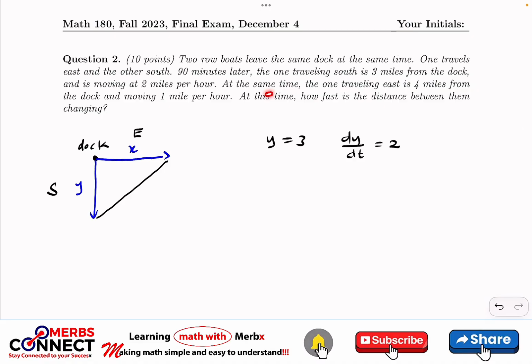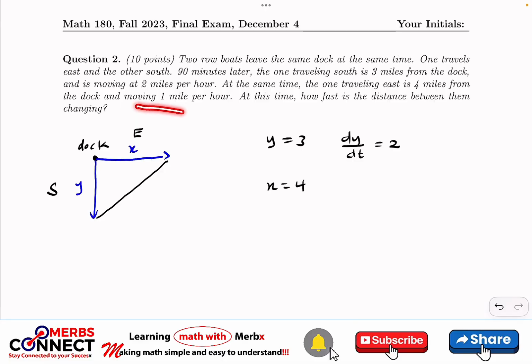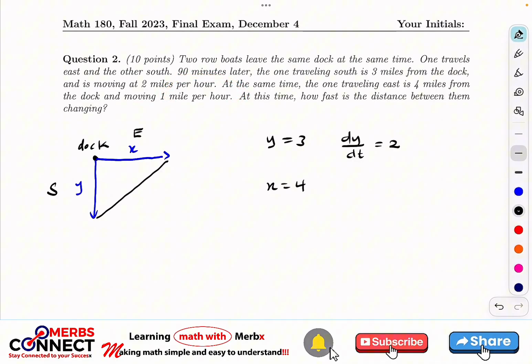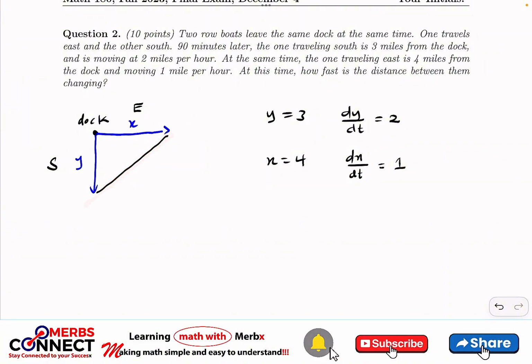And then at the same time, the one traveling east, which is here, is now equal to 4, and also moving at 1 mile per hour. So this is going to be dx over dt, which is equal to 1. So this is the information that we have. Now the question is asking us, at this time, how fast is the distance between them changing?